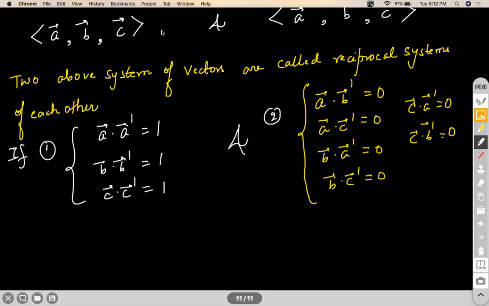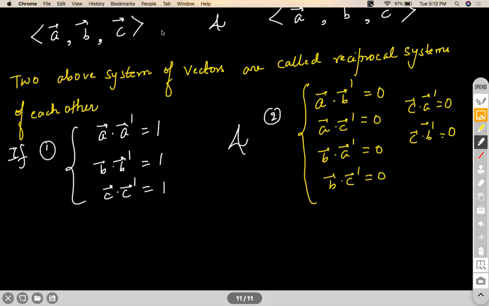So what is a system of vectors? A three-vector set which can generate all the vectors in the 3D space will be called a system of vectors.